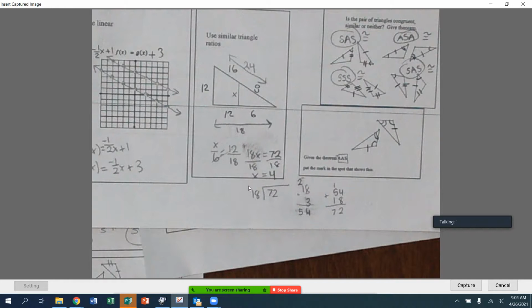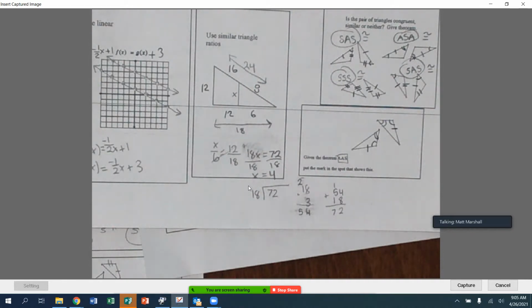You could have done x over 8. Ooh, x over 8, as long as you did, and then 12 over 16. Ooh, or not. 12 over 24. There you go, yeah. Not 12 over 16, 12 over 24. Good job, lady. Can you talk about this one real quick?